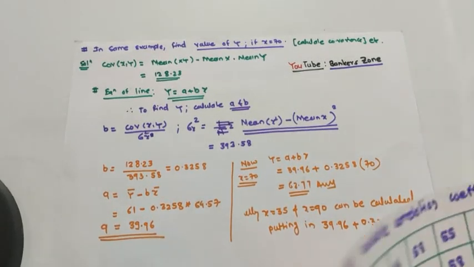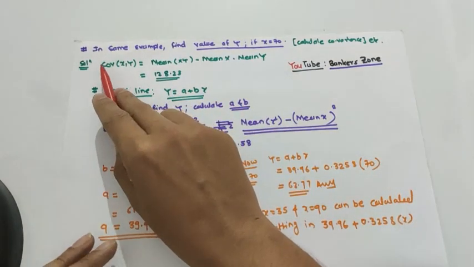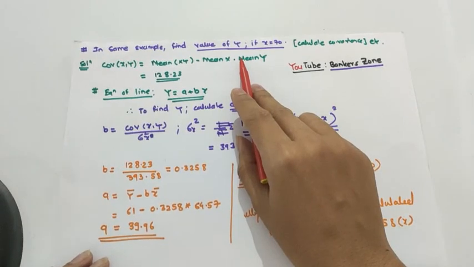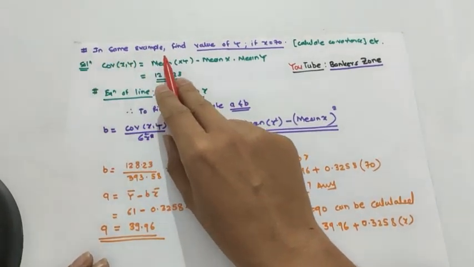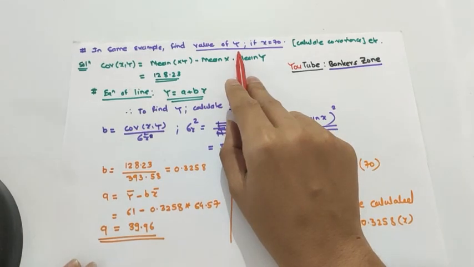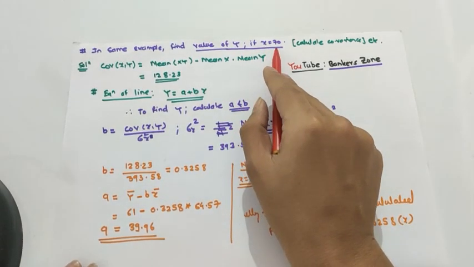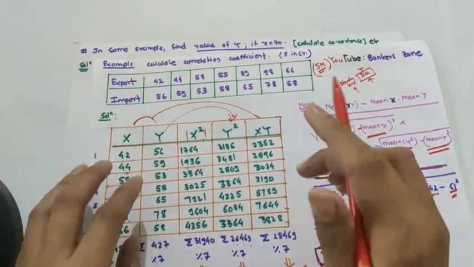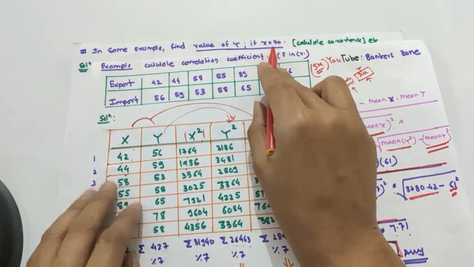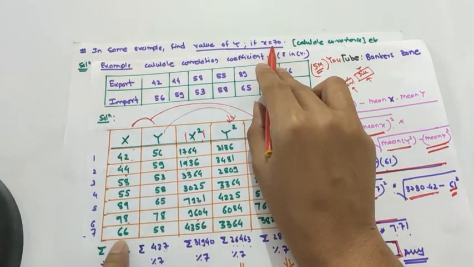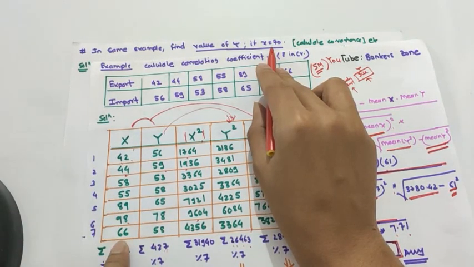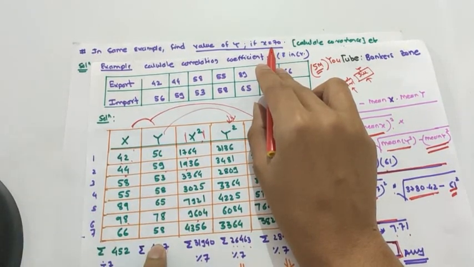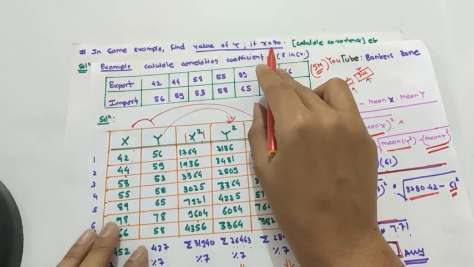Now see in the next slide what they are saying in the same example. This is also a solved example of your correlation. They are saying, find the value of y if x is equal to 70. See, we have to calculate y for x is 70. We have different values of x, but we don't have the value x is 70. So if import is 70, then what will be the export? That is why we have to calculate. That means we are deriving a relation between 2 things.